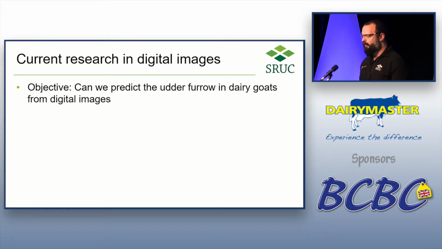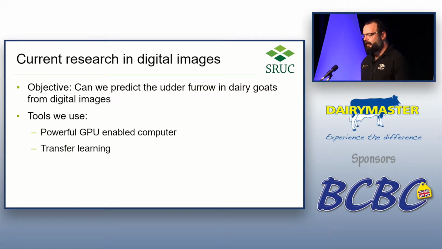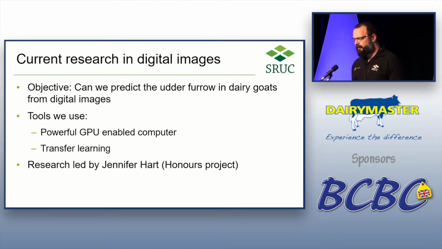So we wanted to know if we can predict the udder furrow in dairy goats from digital images. And the reason we wondered if we could do it is because we had access to digital images of dairy goats, and they were really well documented and well labeled. So we used the same tools as we used before, and this was part of a research project from an honors student.